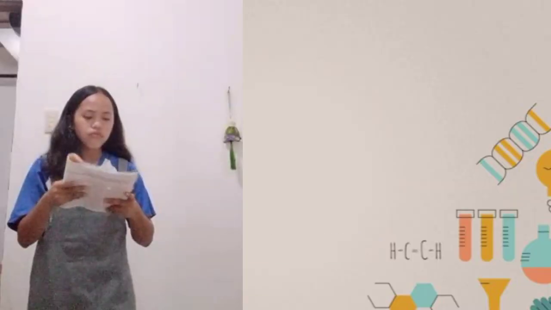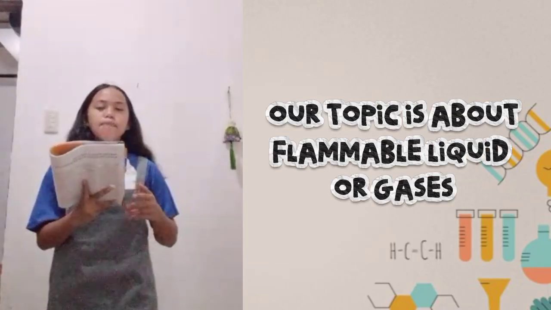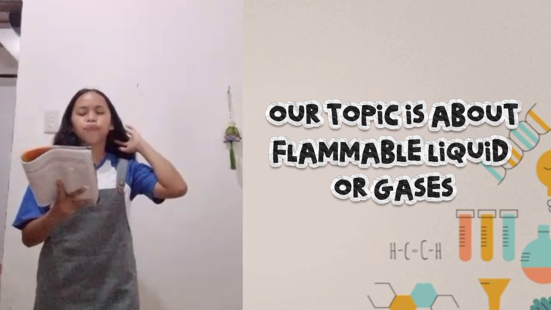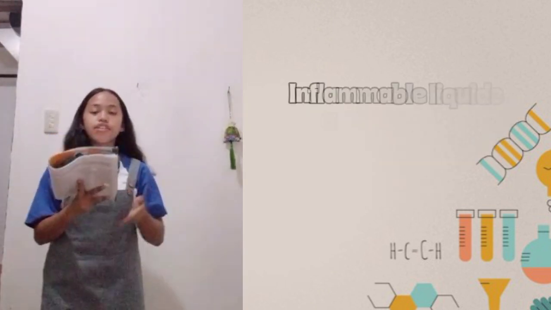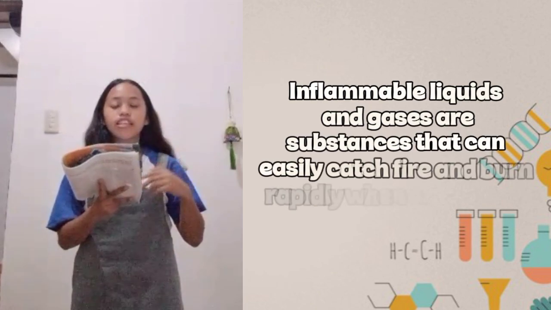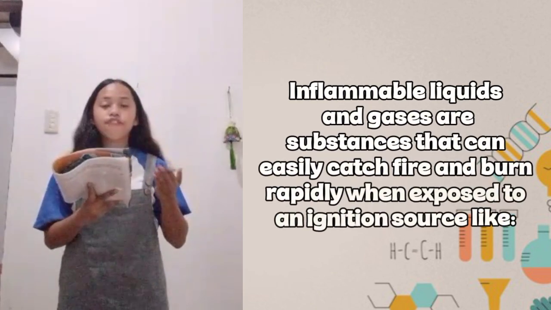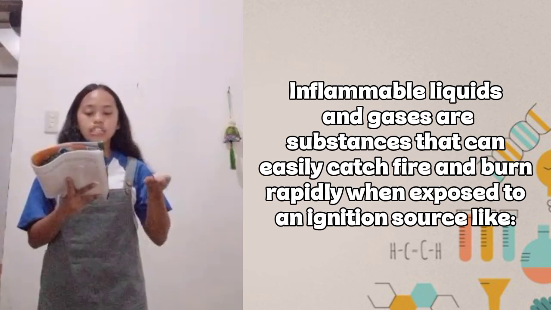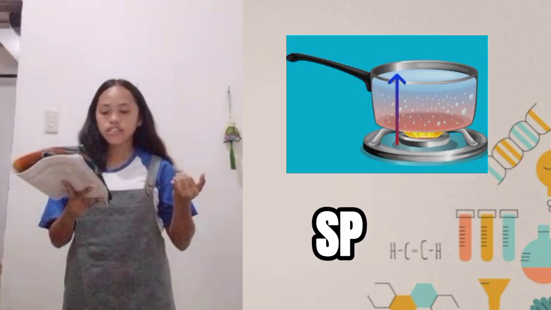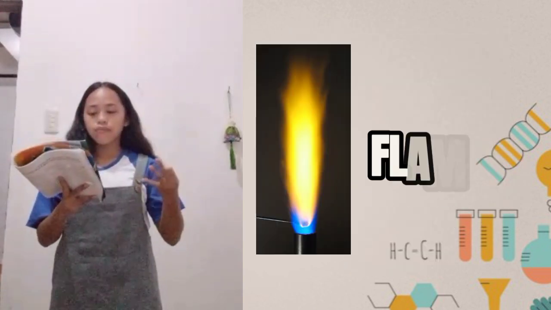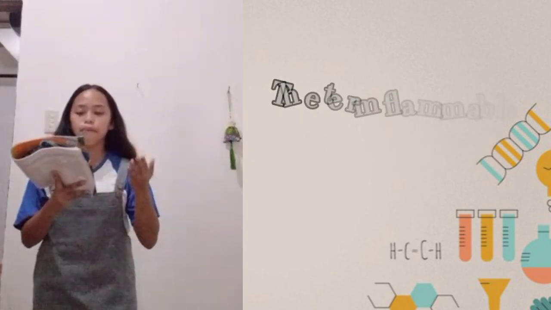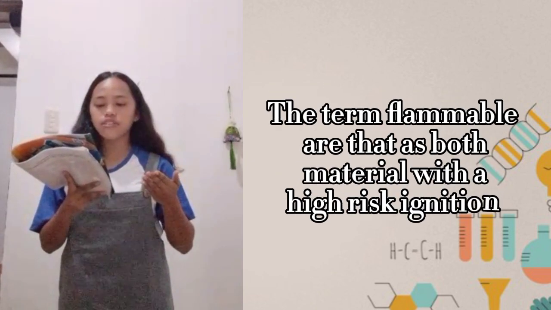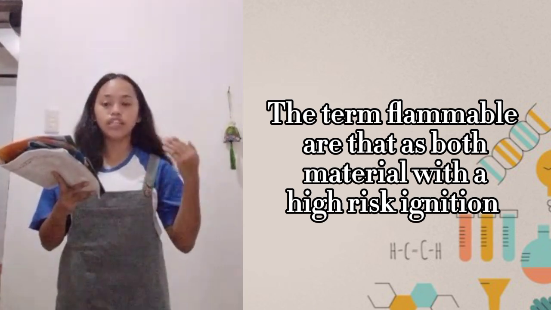So, our topic is about flammable liquids and gases. Flammable liquids or gases are substances that can easily catch fire and burn rapidly when exposed to an ignition source like sparks, heat, or flames. The term flammable describes materials with a high risk of ignition.